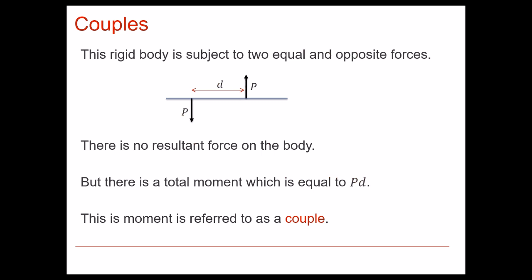So we're now going to talk about the idea of couples. Now this is where we have two equal and opposite forces, which are separated by a distance d, as in that diagram there. Because they're equal and opposite, there's no resultant force on the body, but there is a turning moment on the body, which turns out to be equal to pd, and we call that moment a couple.